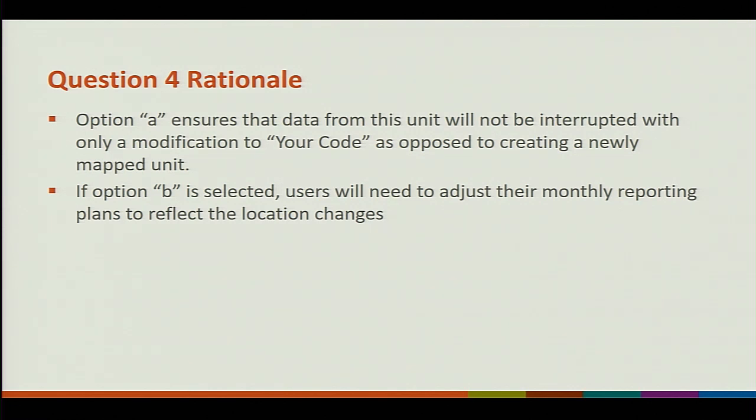All right, so what you can do here, option A. So what happened in here? If you choose option A, this ensures that data from this unit will not be interrupted, with only modifying your code or your code label, as opposed to creating a newly mapped unit. So if you have a bunch of historical data for this unit that you don't want to lose, that you want to continue to trend, just change that label, because the properties of the location aren't changing, your patient types aren't changing. So if it's all just physically moving, you can simply change that code and it's not going to compromise that CDC location description that you use for benchmarking. So you continue to follow those past patients, those past months, and have them incorporated there by just changing your code temporarily.